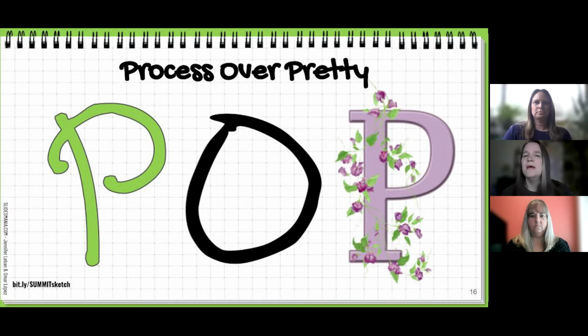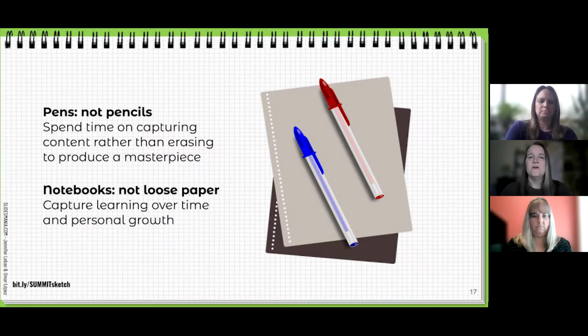The other thing to consider about sketchnoting that you have to put in the forefront is process over pretty. It's not about how beautiful your notes look, although some people do create stunning sketch notes. It's about capturing ideas in a way that makes sense in your brain so that you make connections and can remember the information later. For this reason, we recommend that students and teachers use pens, not pencils, so they're capturing ideas and not spending time erasing and going back and trying to make their sketch notes perfect. We also recommend notebooks over loose leaf paper because in a notebook, you can see progress over time, and there's not the possibility of losing pieces of paper.